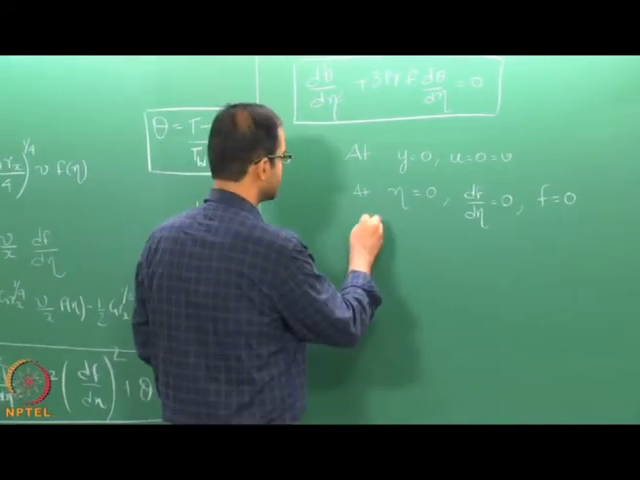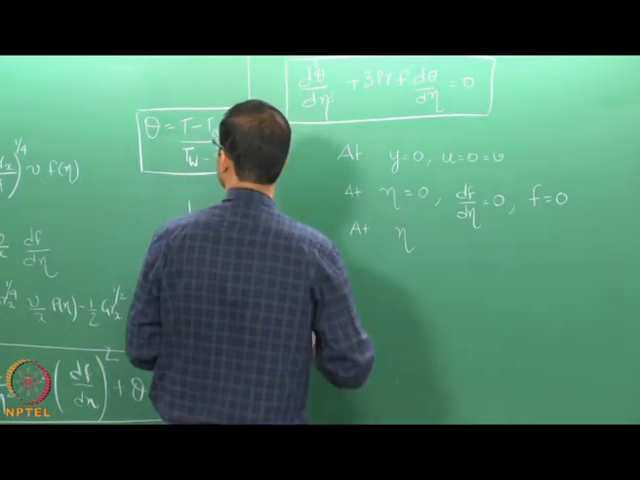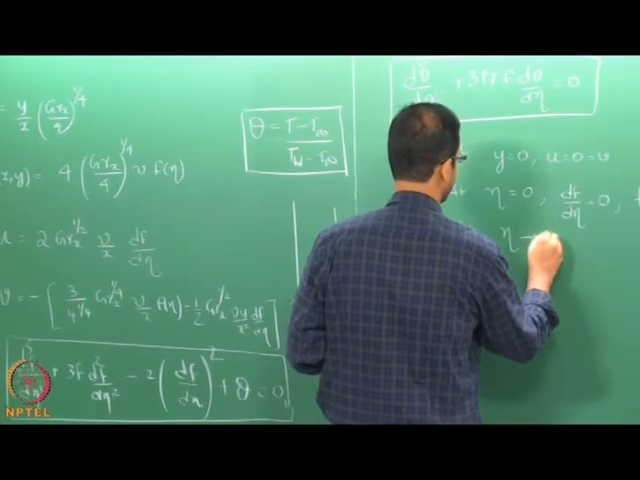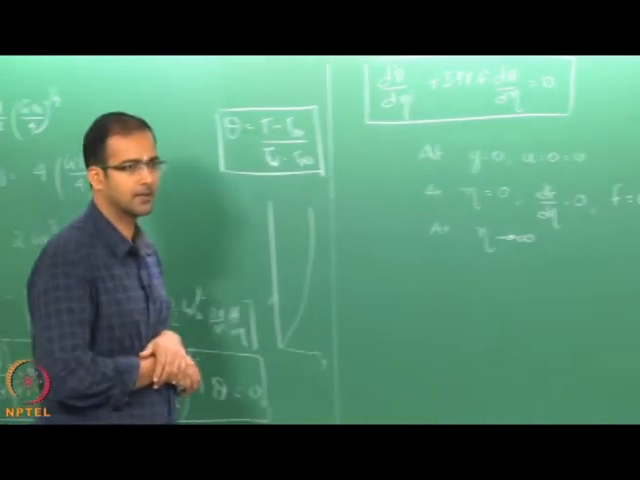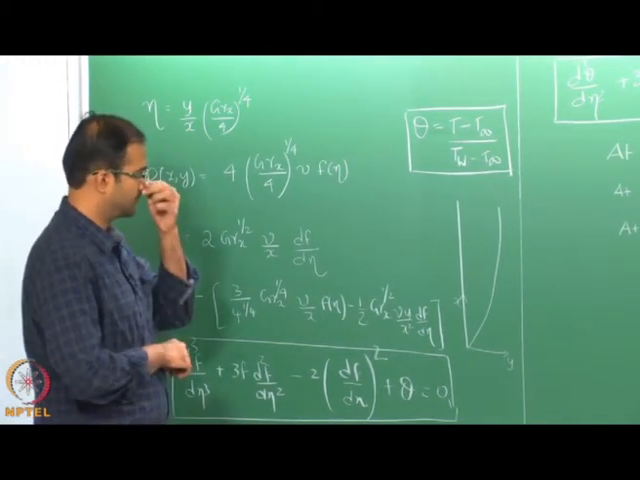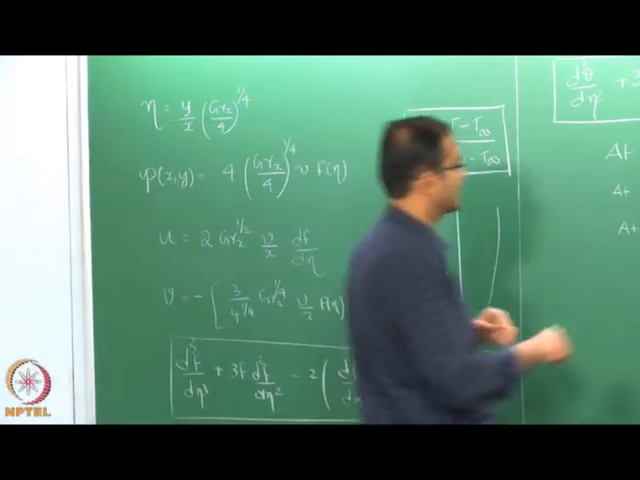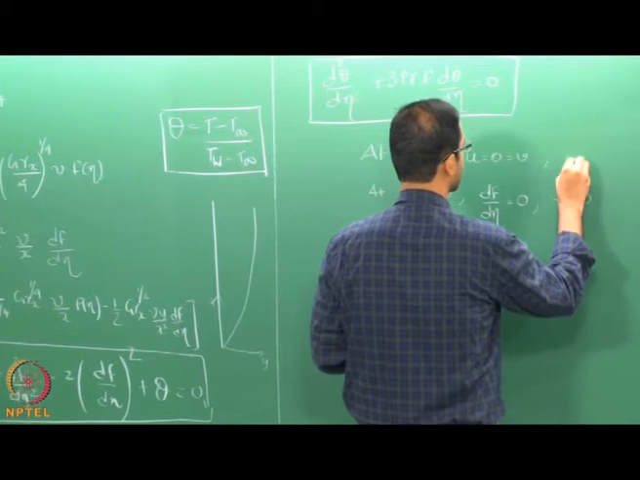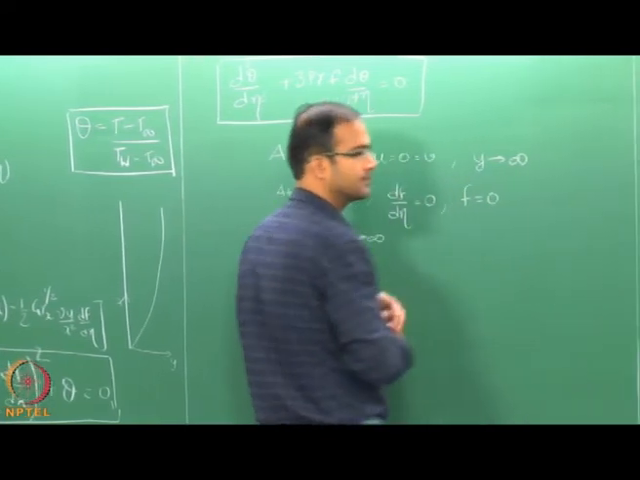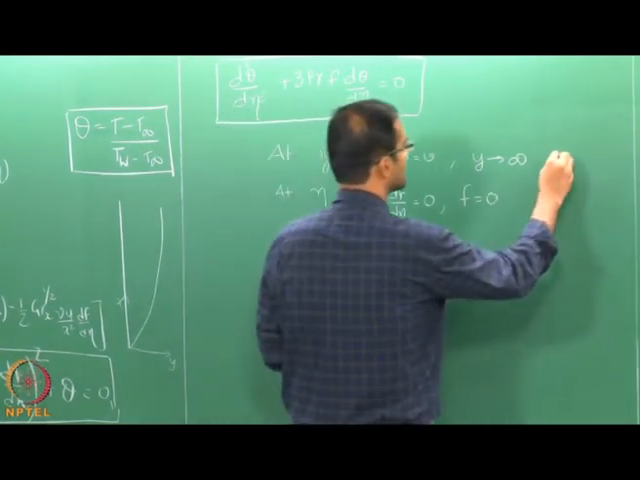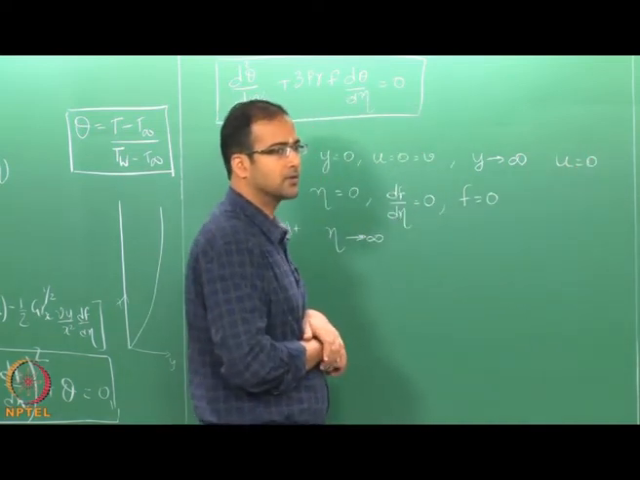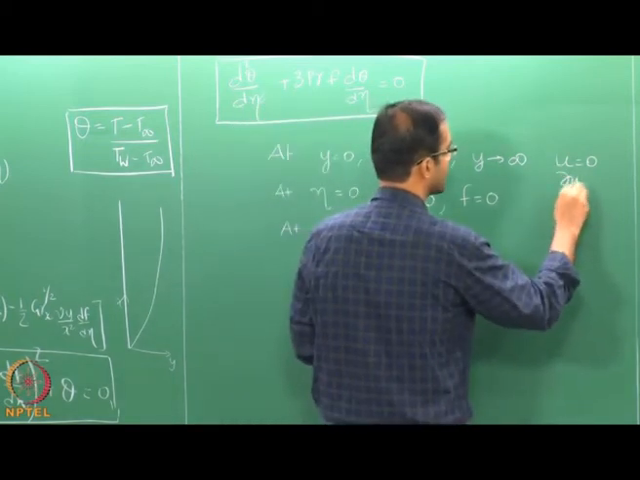Where can we apply it? At eta going to infinity, so y going to infinity. What will be the condition? Let us look at the condition with respect to y going to infinity. What do you think will be the condition? U equal to 0. Okay. So, can we also say du by dy equal to 0?